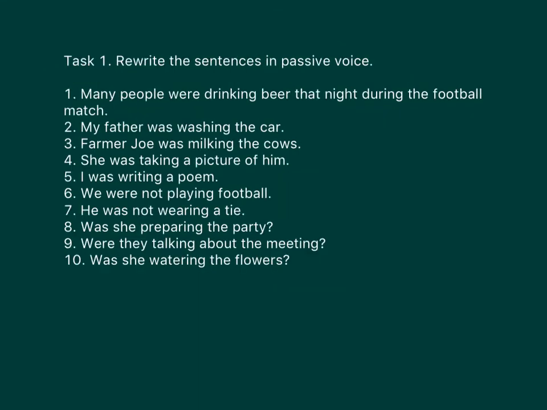Task 1. The following are sentences in active voice. Rewrite them in passive voice. In the last three questions, note the position of the words was and were in the questions. You may stop the video while you do the exercise, and when you've finished, restart the video to display the answers.